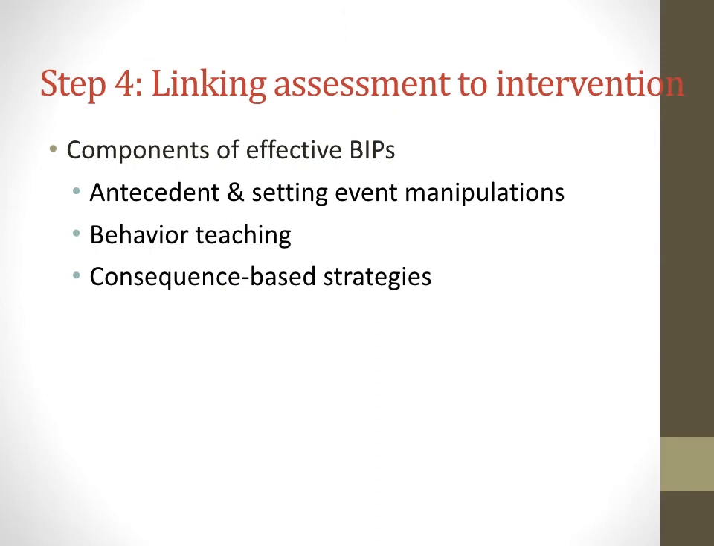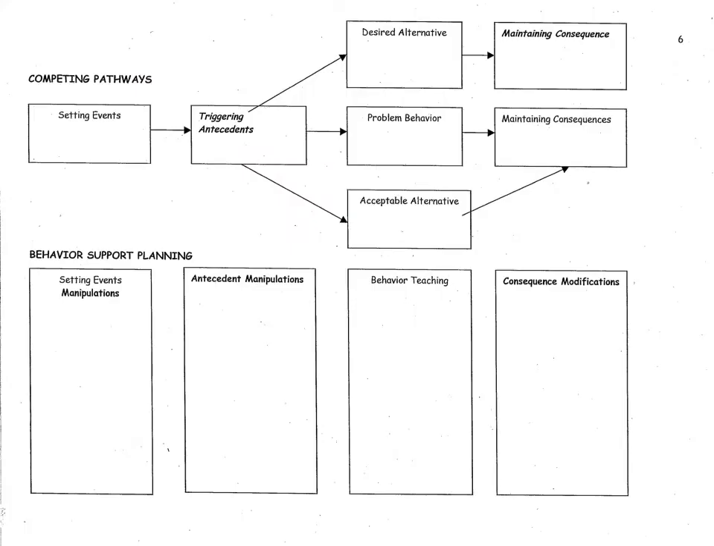So the last step of FBA is to develop BIP, Behavioral Intervention Plan. So you will link the FBA information to develop BIP. Each BIP must include setting events, antecedents, problem behavior, and consequence information. The BIP, Behavioral Intervention Plan, is also known as Behavior Support Plan. So let's see the path. So this is a pathway.